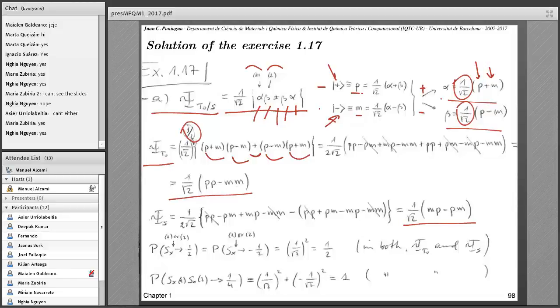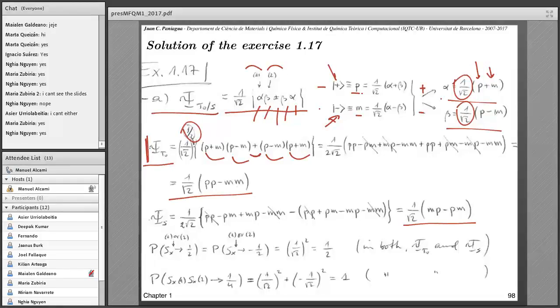The result is different. Here we have PP minus MM. Here we have PM minus MP minus PM. Well, so in this state, now it's very easy to see what happens when we measure the X components.